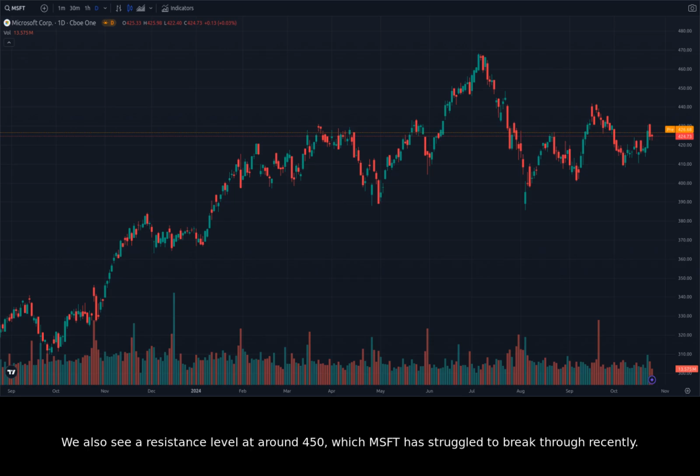We also see a resistance level at around 450, which Microsoft has struggled to break through recently. However, with the recent share buyback program, this resistance level might be a bit less of a concern. We will need to see how Microsoft reacts to this level in the coming days and weeks.